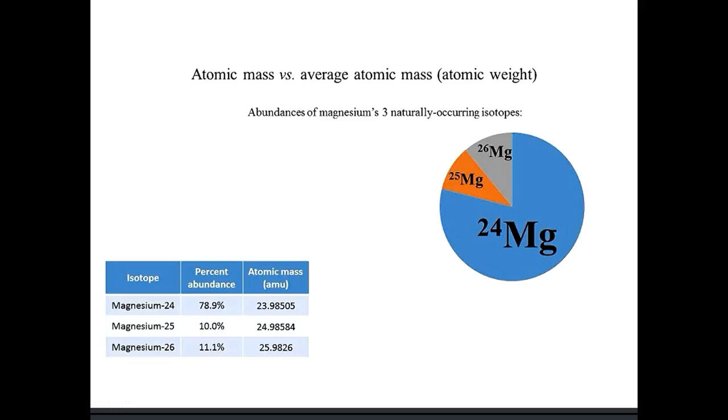Now we're going to do a calculation just to make sure everybody knows how to do this on their own. So atomic mass versus average atomic mass. Let's talk a little bit more about that. So this little pie chart represents the abundances on Earth of magnesium's 3 naturally occurring isotopes, magnesium's 24, 25, and 26. You can see the same information in the table below. So the most abundant isotope is magnesium 24.